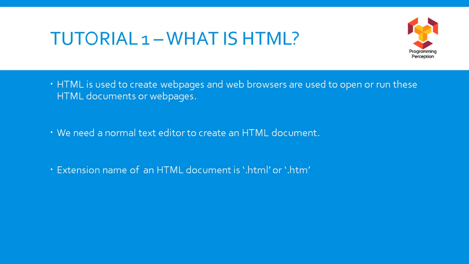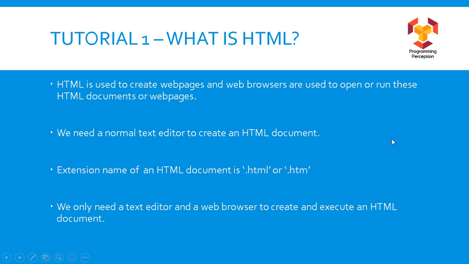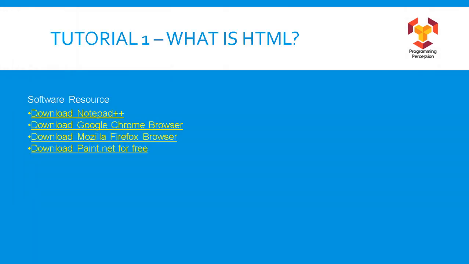Now, the extension name of an HTML document. The extension name of an HTML document can be .html or .htm and nothing else. So note this point. This extension name tells the type of the document, so it's very important. We only need a text editor and a web browser to create and execute an HTML document. If we don't have a web browser, we would not be able to see how that document will appear in a browser. So that's it in this video tutorial.